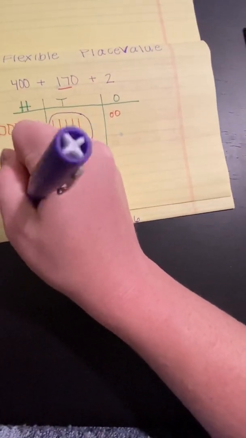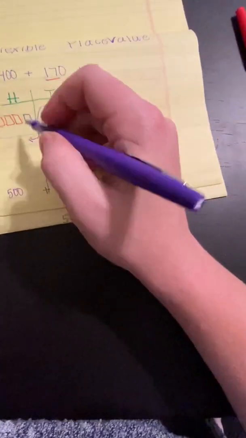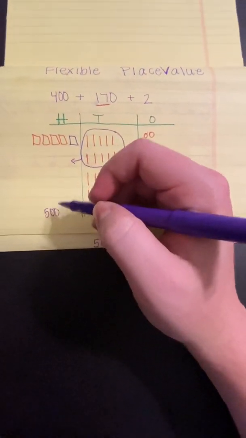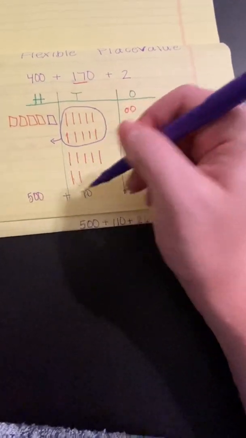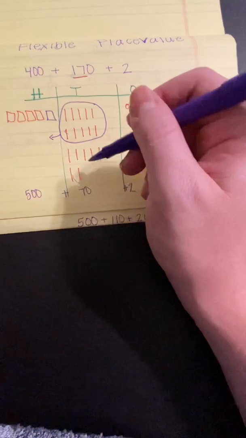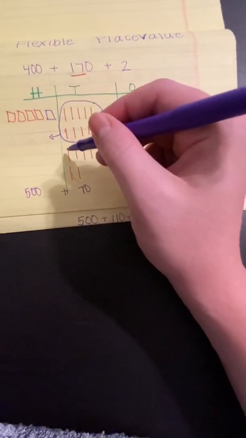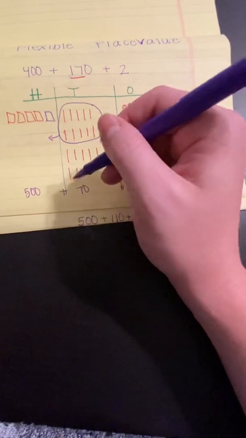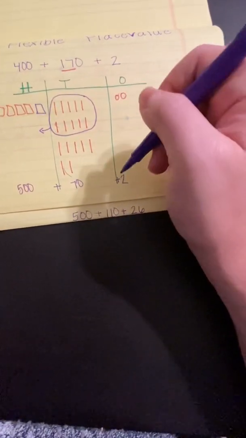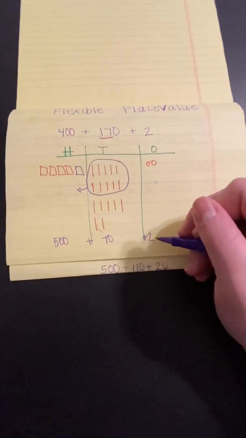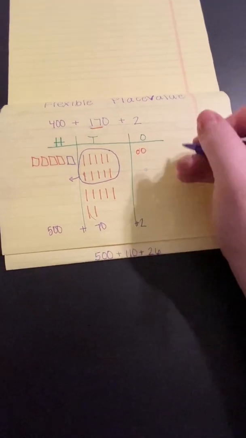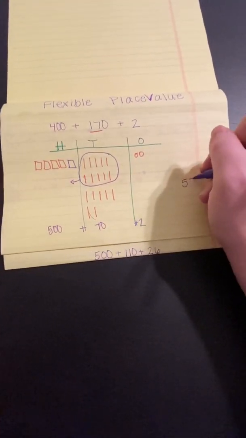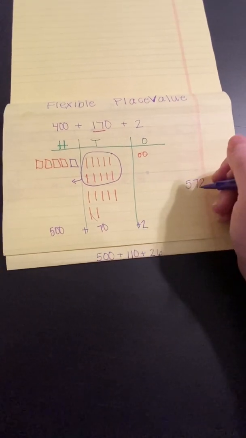So I'm going to write those values down here at the bottom. 500s has a value of 500. And I know that by counting by 100: 100, 200, 300, 400, 500. My 7 tens has a value of 70. And I know that by counting by tens: 10, 20, 30, 40, 50, 60, 70. And then my 2 ones has a value of 2. So this would be another example of how to write the same number in expanded form. And to write that as a base 10 numeral, I would have 572.